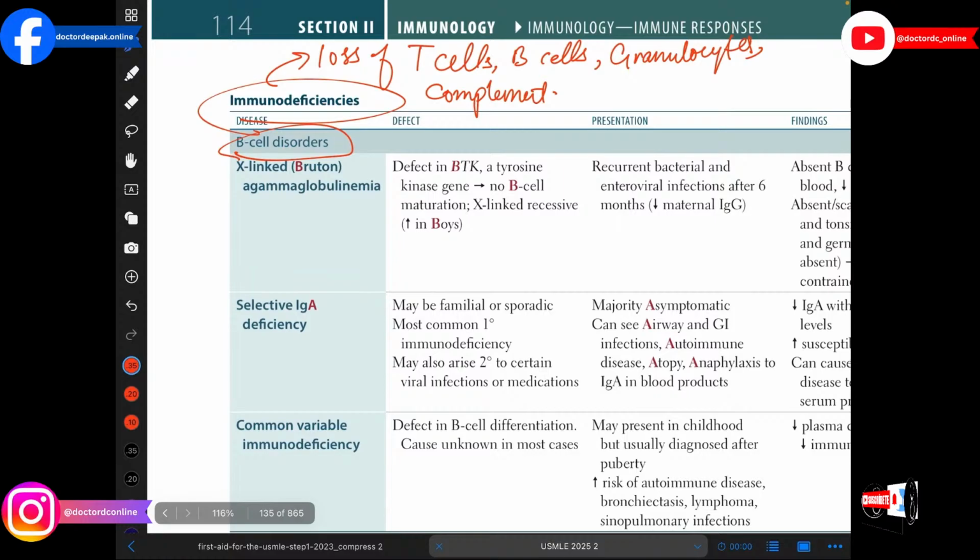What produces IgA? Peyer's patches. The most common organisms are enteroviruses like poliovirus and Coxsackie, and Giardia, which is a GI parasite.